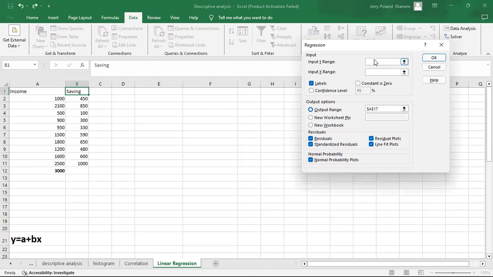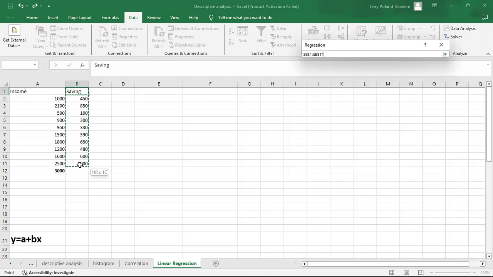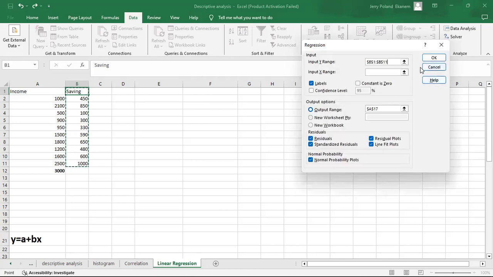All right, so we have the input range. Remember that the Y there stands for the dependent variable. Sorry, Y is actually the dependent variable. So the dependent variable in that case is the saving. It depends on the income. So we're going to take that. Notice that I'm taking that from here. And then we have the independent variable, which is income.